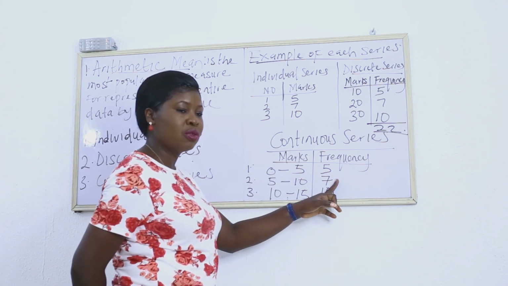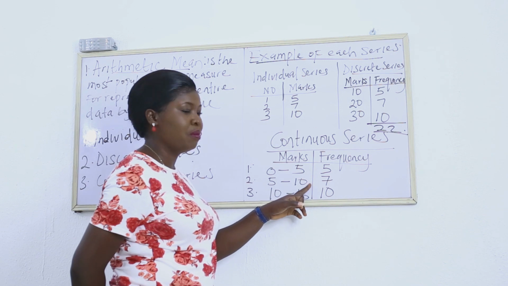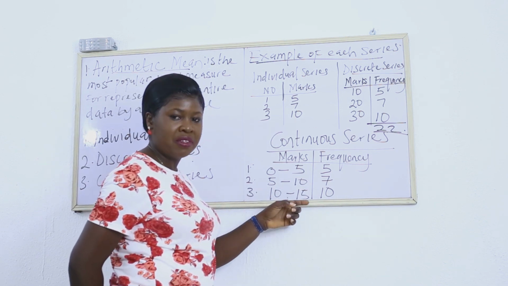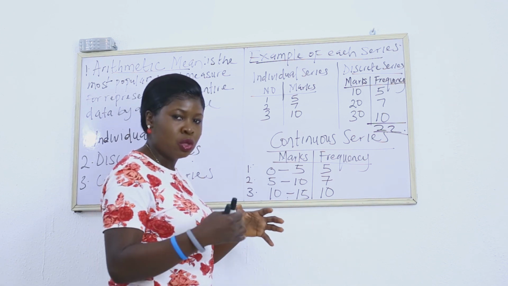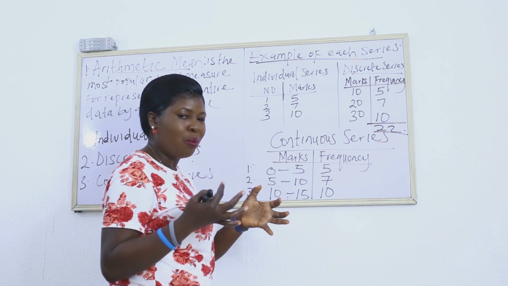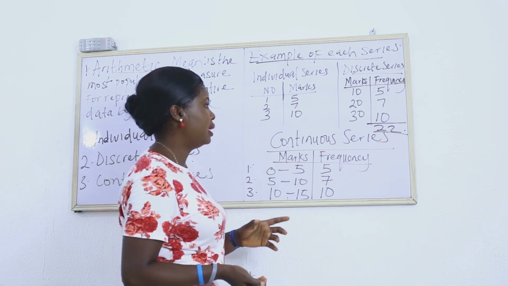We are saying 7 students had between 10 and 15 marks. Then we are saying 10 students had between 10 and 15 marks. This helps us to be able to group the data into smaller or more appropriate units than larger classes.